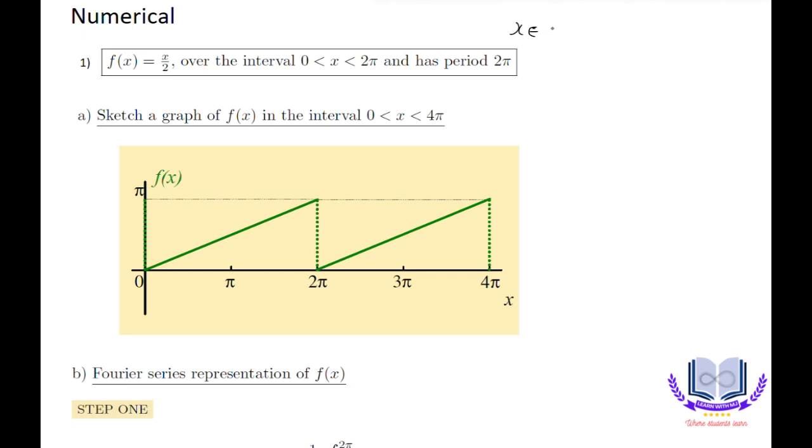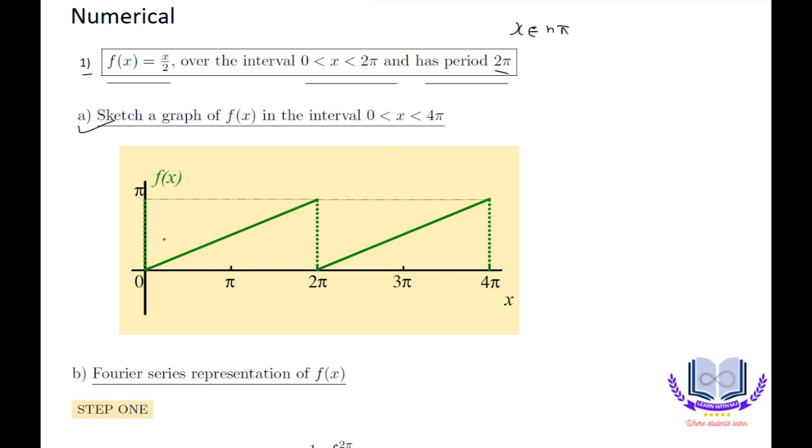Question. So now we have a first question where we have the value of f(x) equal to x by 2, and we are given the interval where f(x) is defined, which is 0 to 2 pi, and also we are given that the time period is 2 pi. It means after every 2 pi interval this value will repeat. So for the first question we have to sketch a graph of f(x) in the interval 0 to 4 pi.